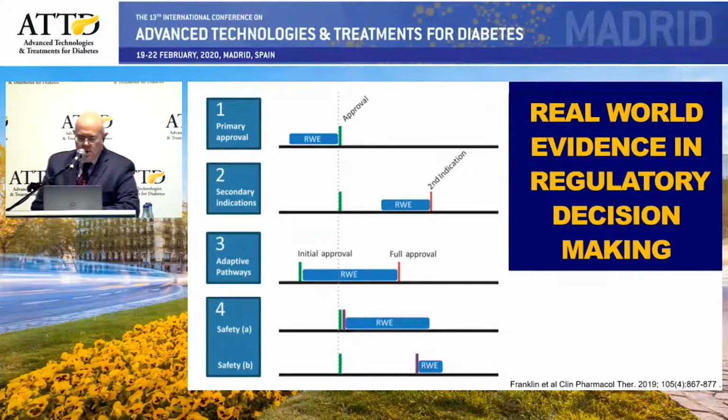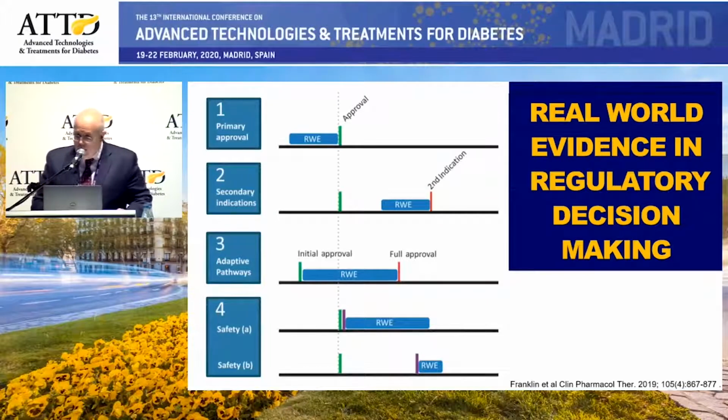In diabetes, it's almost never used for approving a drug or a device. But for secondary indication, after you have initial approval, you can collect some real-world evidence and get approval for secondary indication. Another approach, used more so in Europe than the US but can be used in both, is you get initial approval, but there's a pre-specification to collect some real-world evidence, and then if that looks good, you get the full approval.